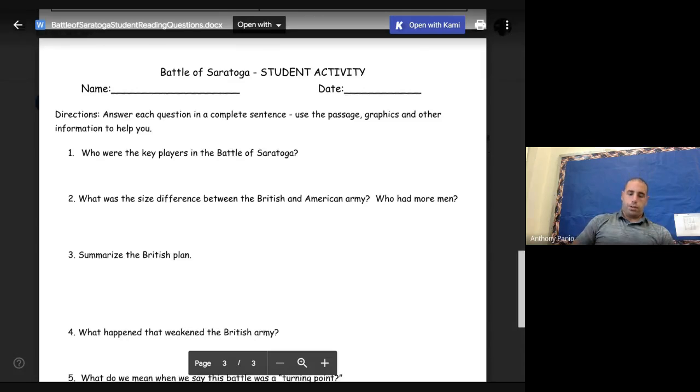Okay, guys and girls, start to finish up. Let's go over some of the major questions here. I'm going to leave the chat open to you guys. So I'm not going to do all of them. So let's start with number 2. What was the size difference between the British and American Army? Who had more men? Let's see who can get in the chat first.